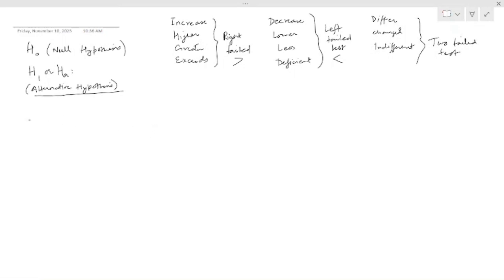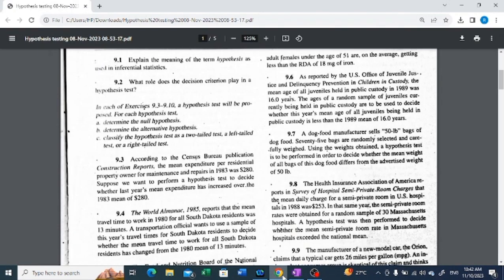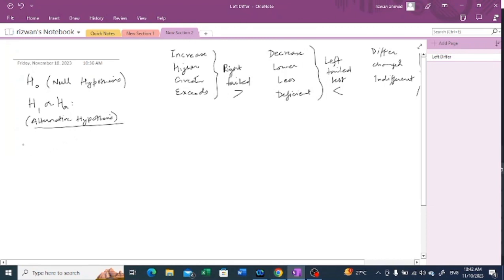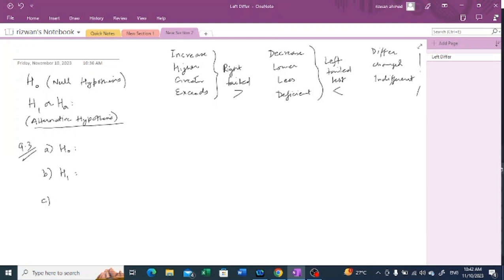Now, referring to question 9.3. In question number 9.3, we are asked to state the null hypothesis, the alternative hypothesis, and the nature of the test. To help you understand the concept regarding the null hypothesis, I am deliberately stating the alternative hypothesis first. The alternative hypothesis that we are asked to test concerns the mean, which is definitely the population mean. So we need to state it as mu is greater than $280.